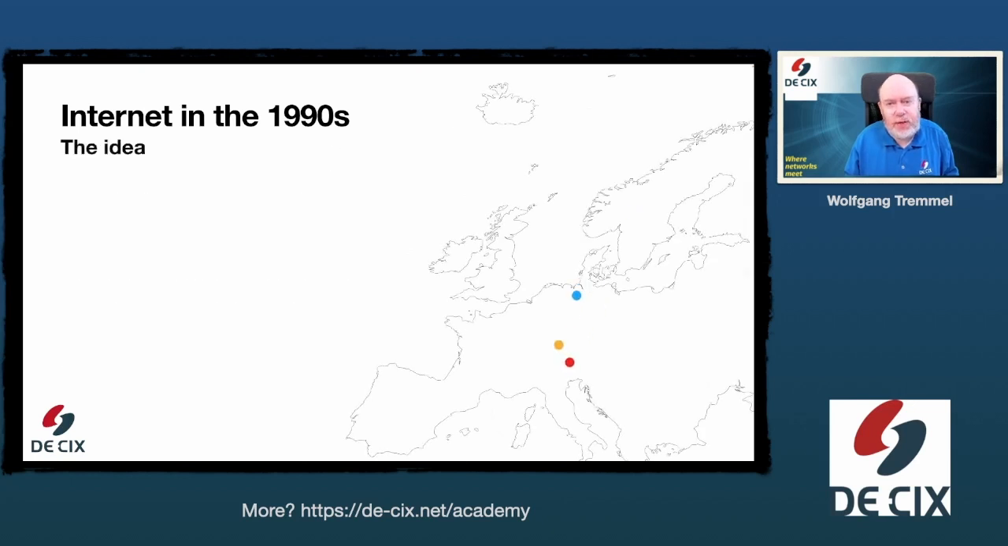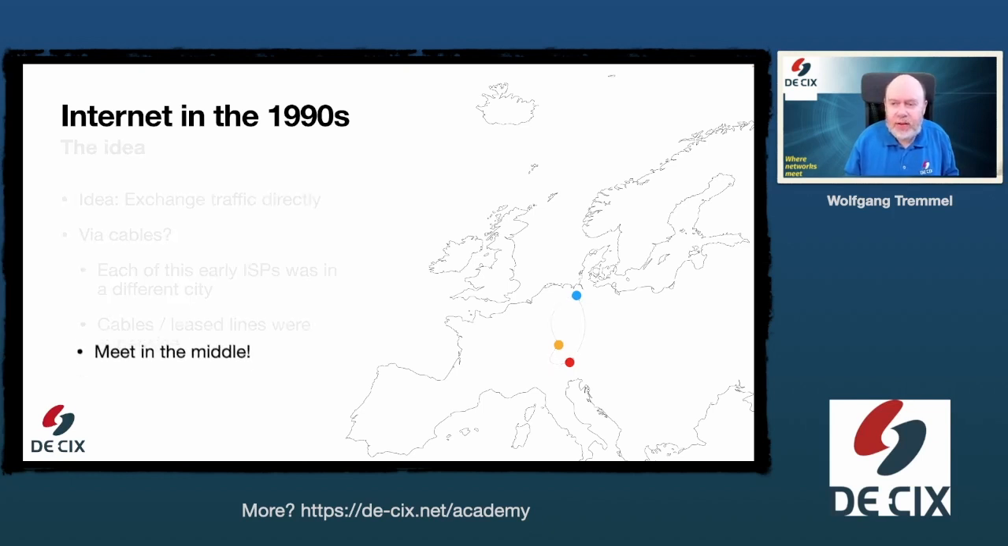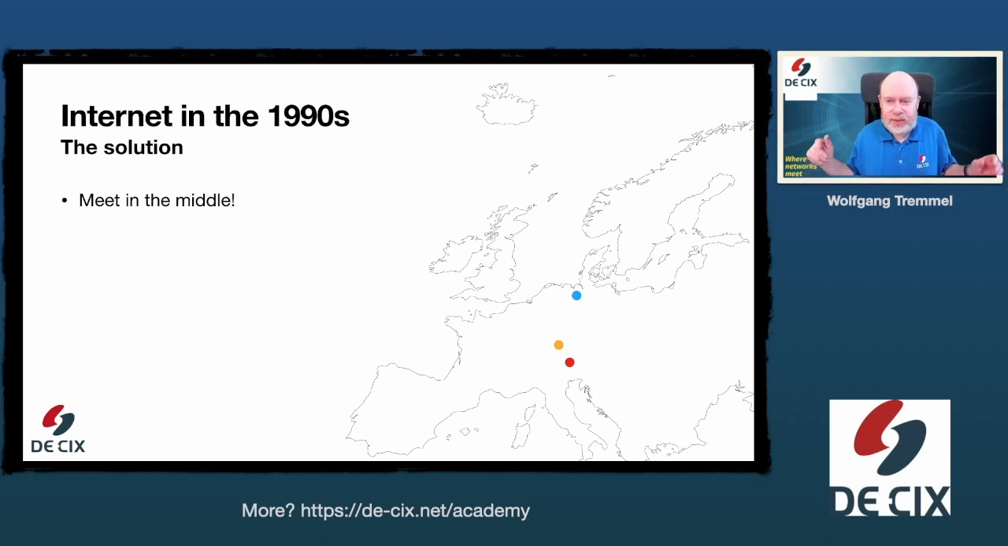So we had an idea. Why not exchange traffic directly? Well, one way to do that is via cables. And unfortunately, each of these early ISPs was in a different city, and cables and leased lines were extremely expensive. And so the idea was born, why not meet in the middle? And DE-CIX was born. This was the idea behind DE-CIX, the German Internet Exchange.